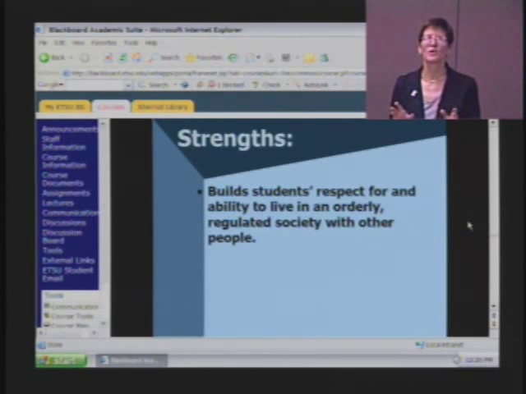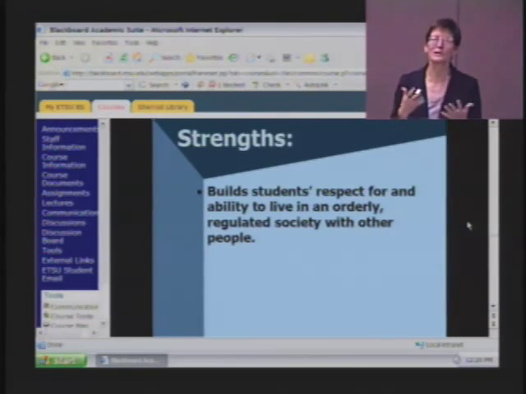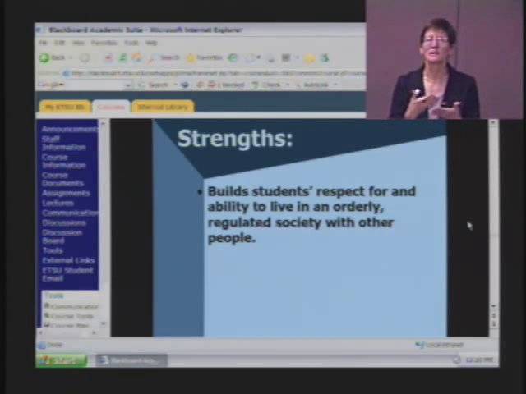Build students' respect for and ability to live in an orderly, regulated society with other people. No matter how individualistic you are, no matter how libertarian you may be, at least at some level, human beings have to live together in an orderly, regulated society with other people. I think most people understand that the school is a social system, and it is really important for learning for children to behave in an orderly, well-regulated manner.